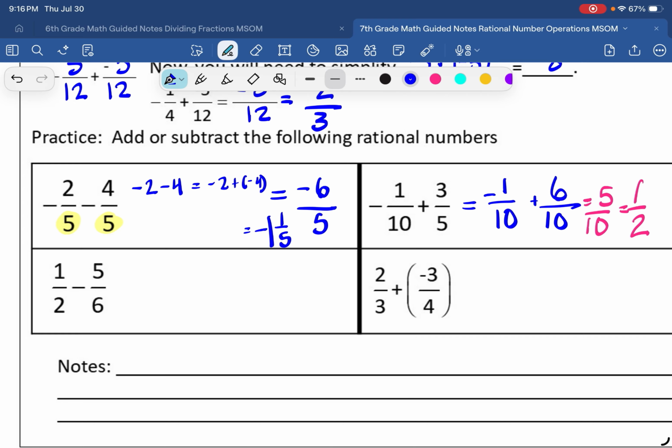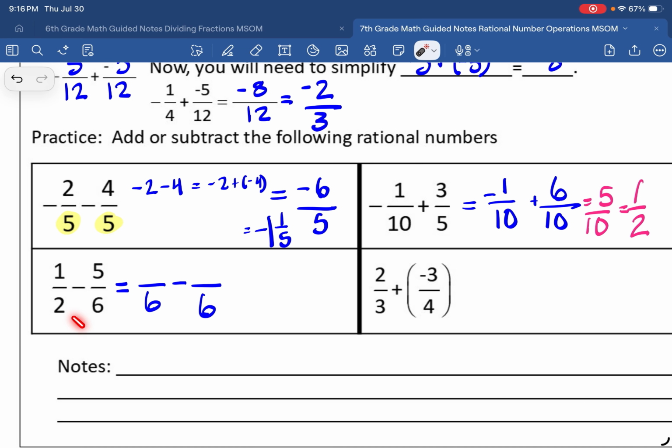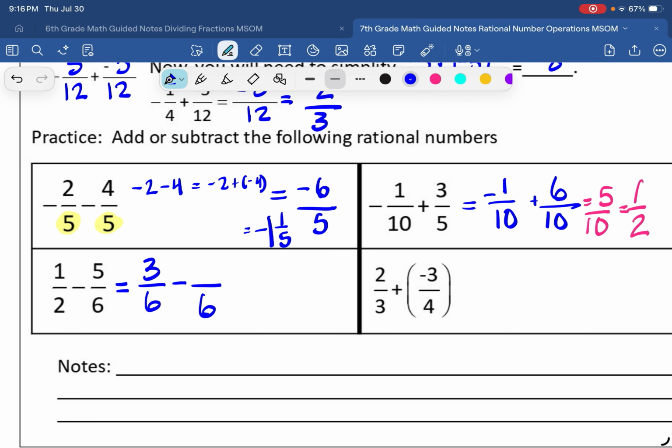1/2 minus 5/6. My common multiple will be 6, so I'm going to write that in the denominator. 2 times 3 is 6, so 1 times 3 is 3, and then this will stay 5/6 because it's already 5/6. Now I'm going to simplify my numerator. So 3 minus 5 equals negative 2. So I have negative 2/6, and that simplifies to negative 1/3 by dividing each of those by 2.